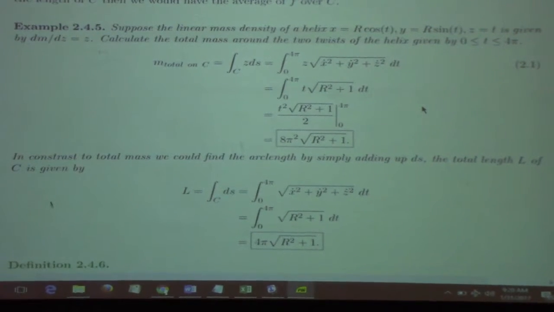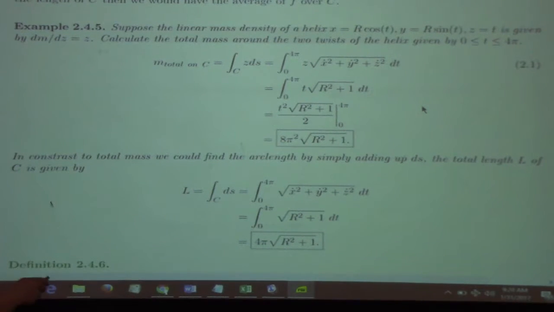Yep. Just wanted to make sure. Yes, that is not how you spell contrast, but anyway, go on. No, I didn't do it, but z equals t is correct. It's just the dm dz. Yeah, that's supposed to be dm ds. Okay, but the other z is correct.